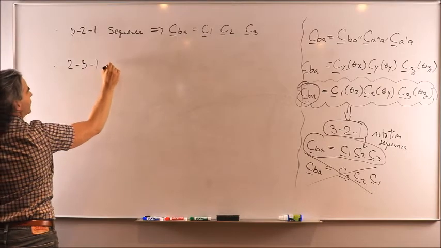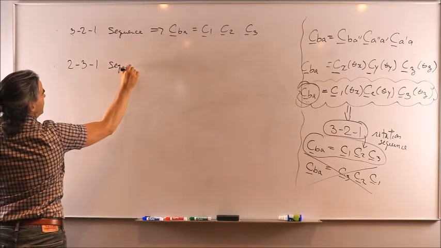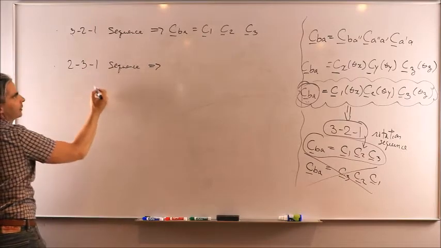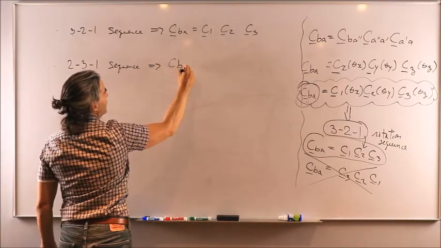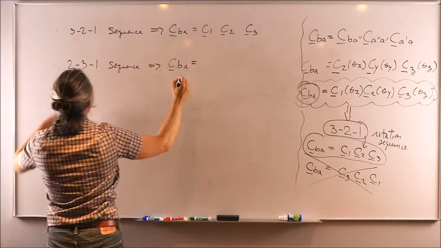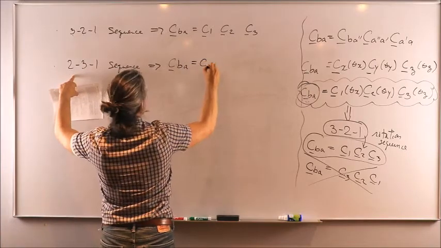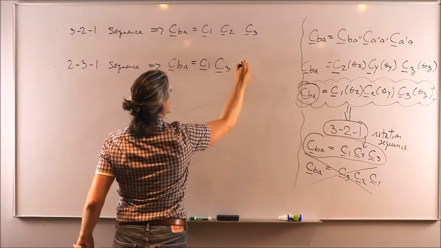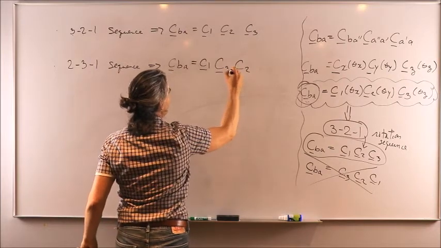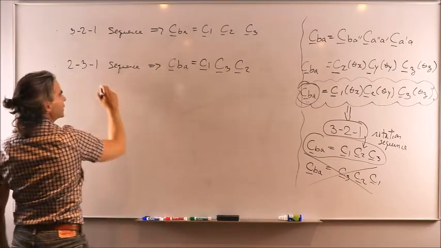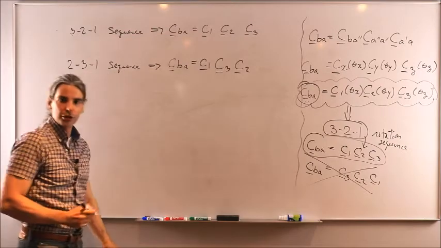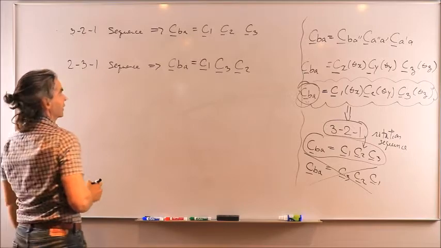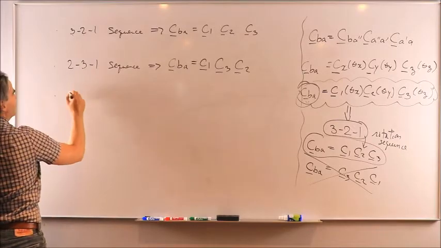Now, if you had a 2, 3, 1 sequence in terms of order of physical rotation, that would mean that CBA will be equal to C1, C3, C2. So 2, 3, 1 is the sequence. This is the order with which you need to multiply the principal rotations together. Another one.